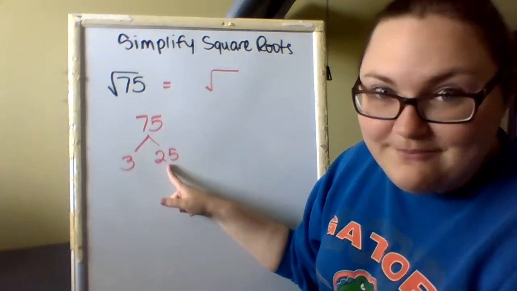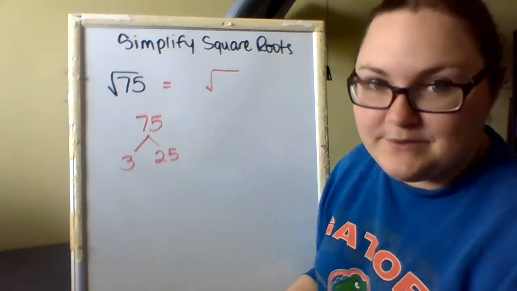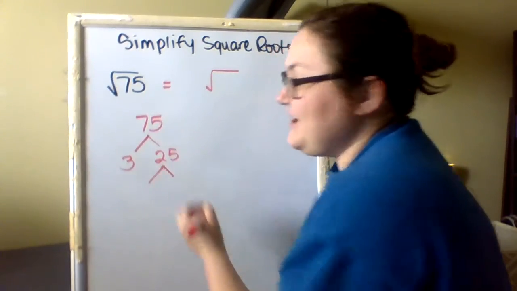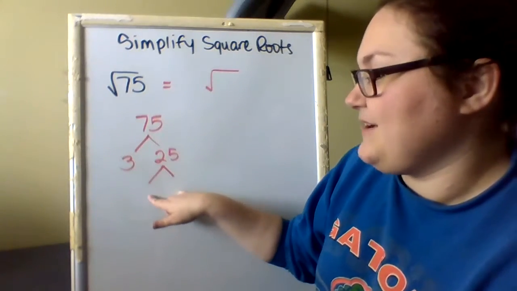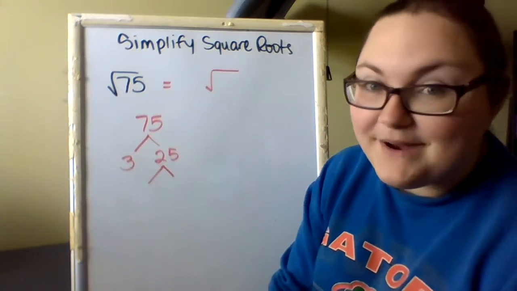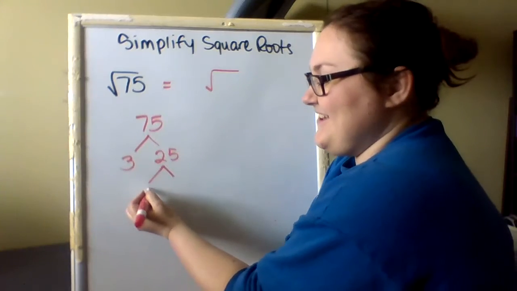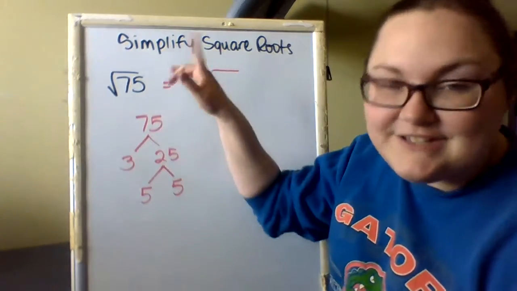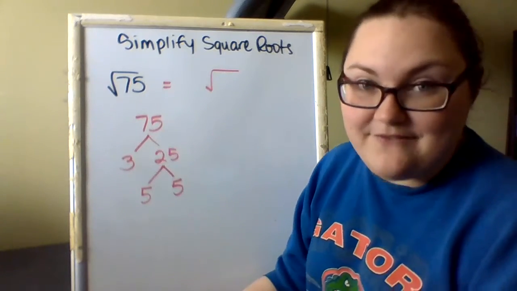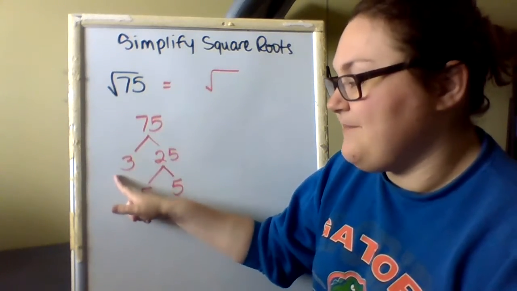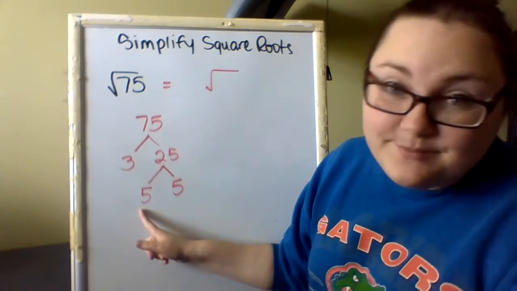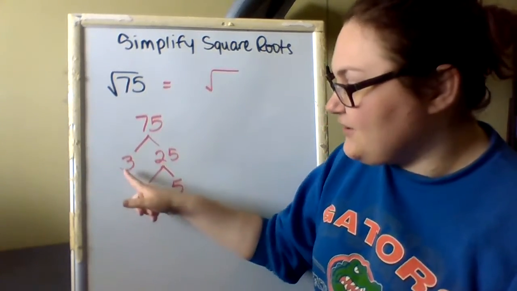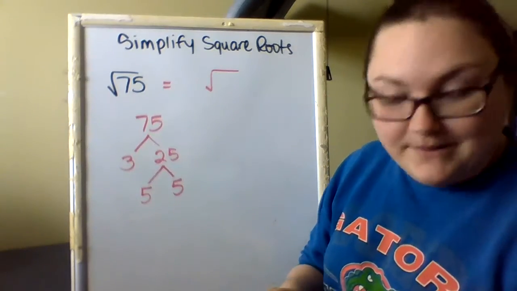25 is not prime. We can keep going with 25. We're going to break it into another pair of numbers that multiply to 25. There is only one pair of numbers. Hopefully you're thinking 5 and 5. So our factor tree is going to keep going until everything we have is prime. We already said 3 is prime. I've got 5, and 5 is also prime because the only pair of numbers you can multiply to get 5 are 1 and 5. So all we're left with here is prime numbers.